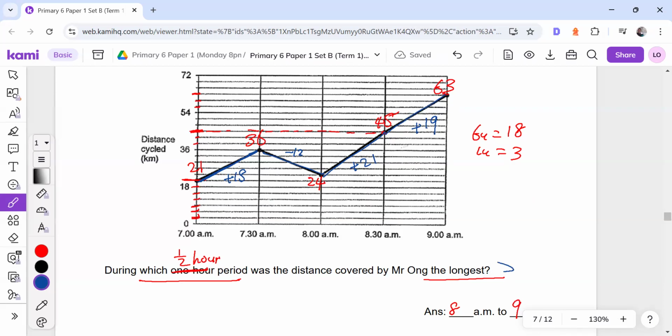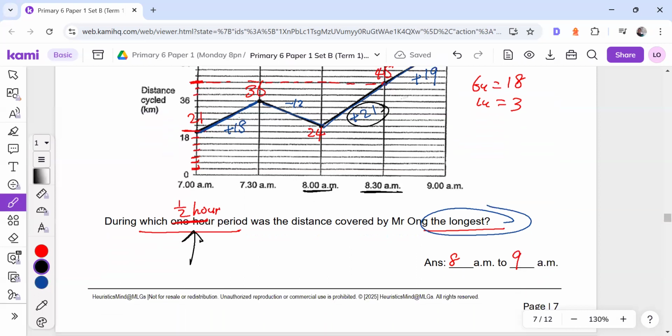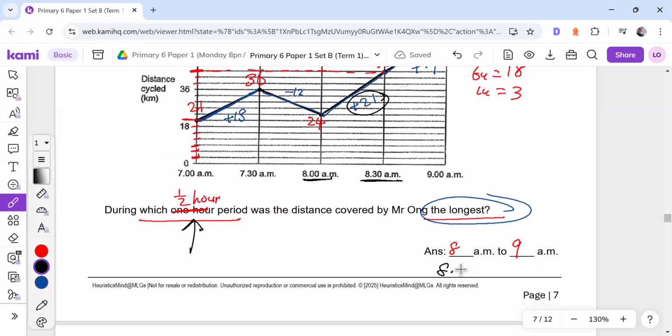So which half an hour period was the distance covered the longest? You look for the biggest difference. The biggest difference. So your answer is actually 8 o'clock to 8:30. Right, but because there was a typo error, it's supposed to be 8 a.m. to 8:30 a.m. But if you put down 8 to 9, okay, I'll give you correct. But it's actually a half an hour period.